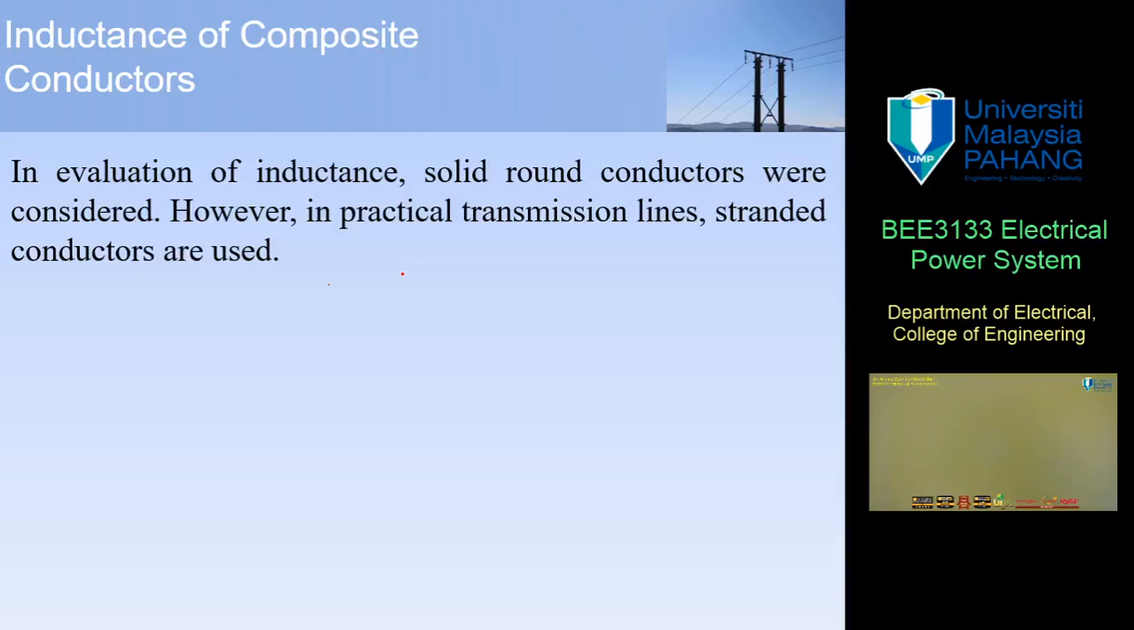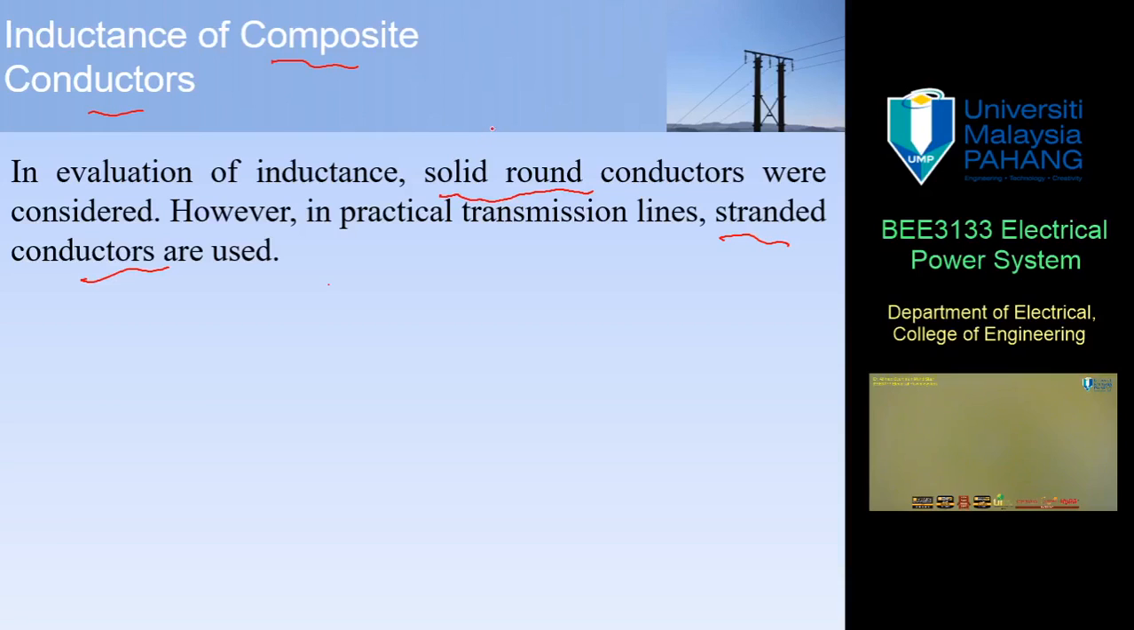So in this video, we'll cover the remaining part of inductance from chapter 3. But this time, we are going to cover the inductance of composite conductors. You can check the internet for what composite conductors are. There are a lot of benefits to using composite conductors. In the relation of inductance, solid round conductors were considered. However, in practical transmission lines, stranded conductors are used.